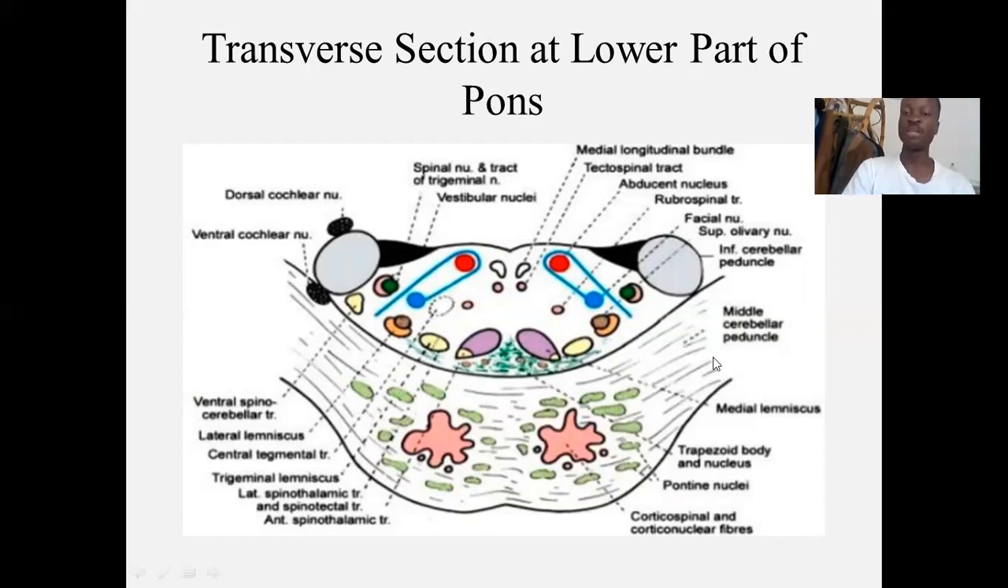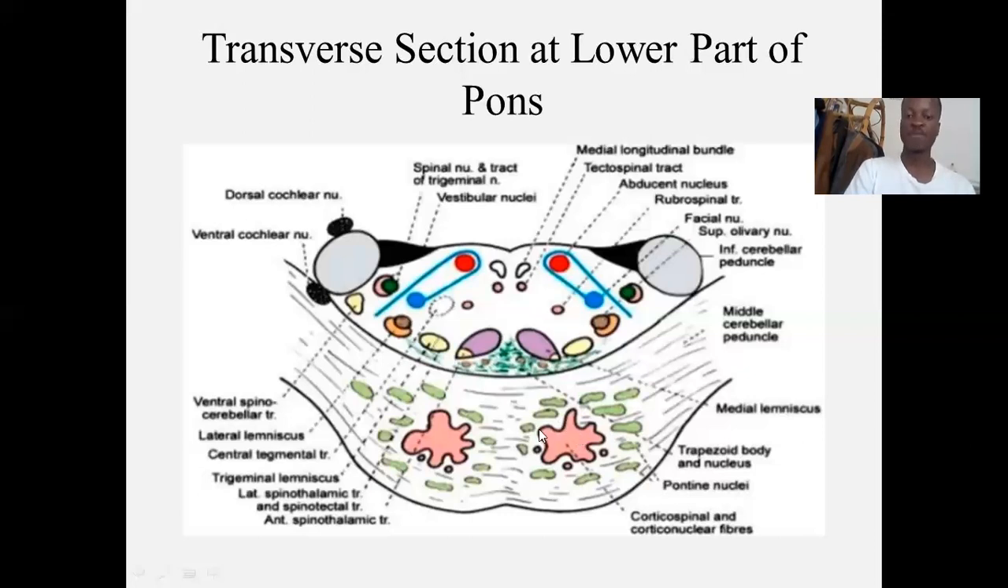And this middle cerebellar peduncle will only carry fibers that are going to the cerebellum, and those fibers will actually be mossy fibers. Most of the fibers that we were seeing in the inferior cerebellar peduncle that were coming from the inferior olivary nucleus, those fibers were actually going to be climbing fibers. Then so these are the corticospinal and the corticonuclear fibers. The corticonuclear or corticobulbar fibers are actually going to your cranial nerve nuclei.